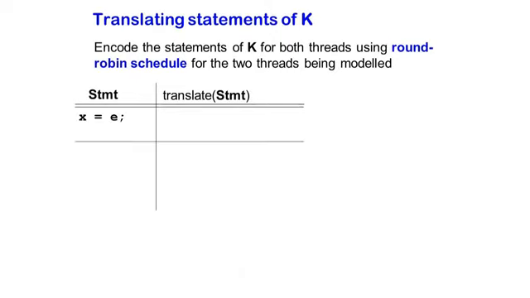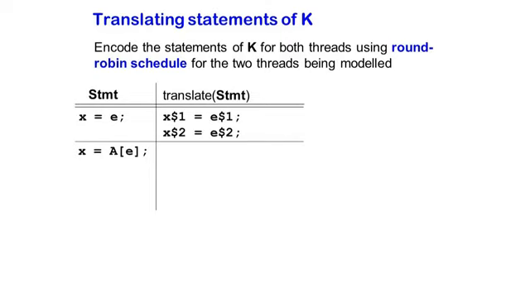If we've got an update, local variable x becomes equal to local expression e, this is trivial to translate. We say that the first thread does this update to its x with respect to its take on e. So we have x$1 becomes equal to e$1. And then the second thread goes, we do x$2 becomes equal to e$2. So this is a very straightforward transformation.